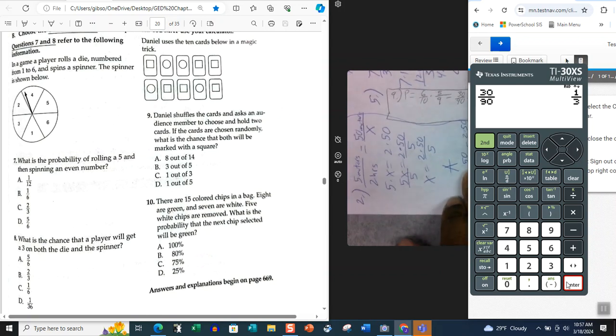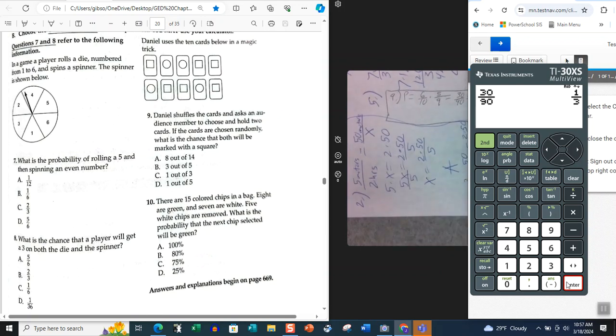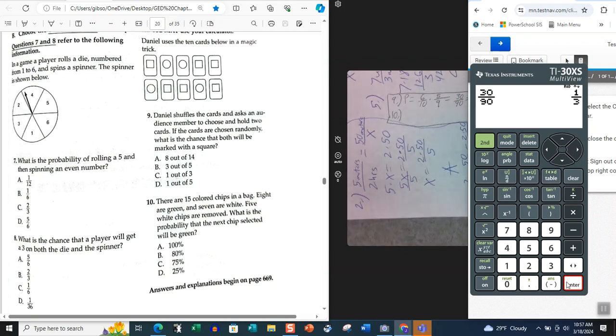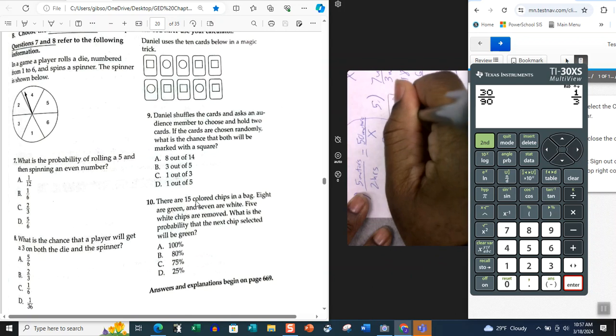Okay, now for number 10, it says there are 15 colored chips in a bag. 8 are green and 7 are white. 5 white chips are removed. What is the probability that the next chip selected will be green? Okay, first of all, we want to know the probability that the next chip will be green. So they tell us that 5 white chips are removed. Now remember, there's 15 colored chips. So if 5 white chips are removed, then that means that it's only 10 colored chips left.